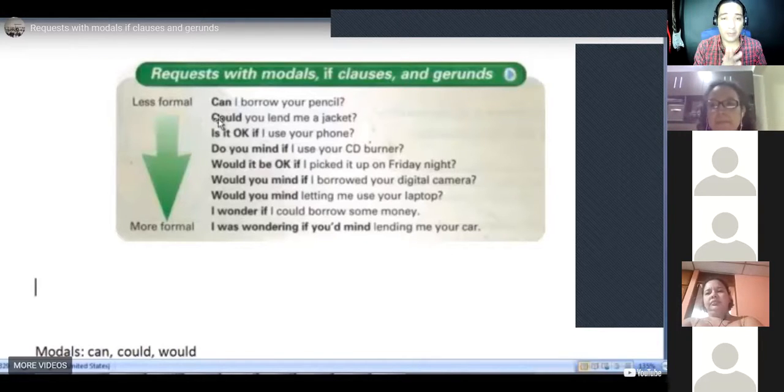This is very simple. You have less formal and more formal. "Can" is the less formal way because it's more direct. If I tell you, "Can I borrow your pencil?" it's like I already took it, right? Es como decirte, ya lo agarré, y te estoy diciendo que si te lo puedo prestar. So, that's not so polite, let's say. Could you lend me a jacket?